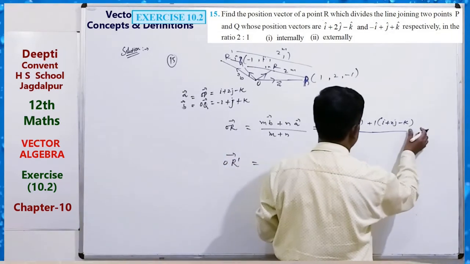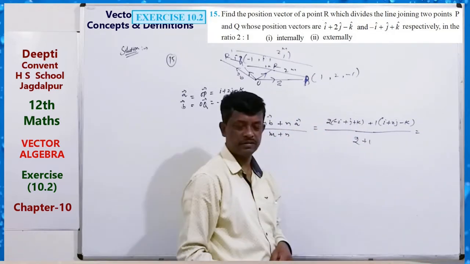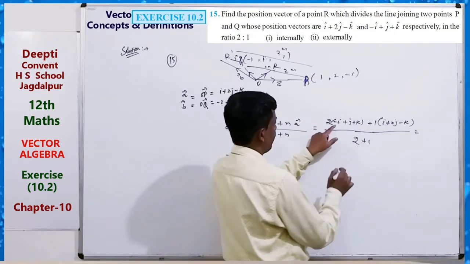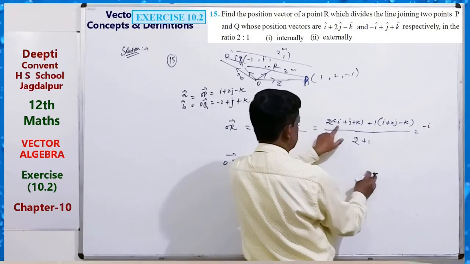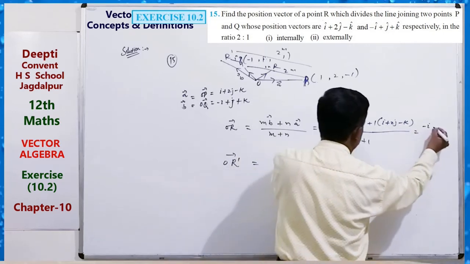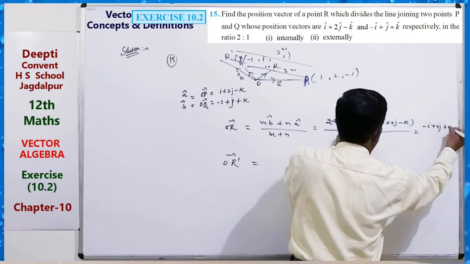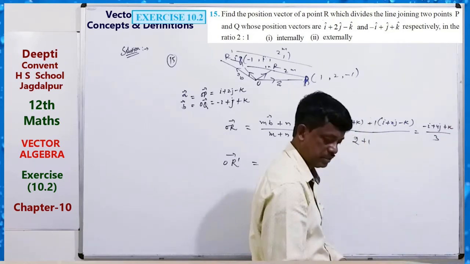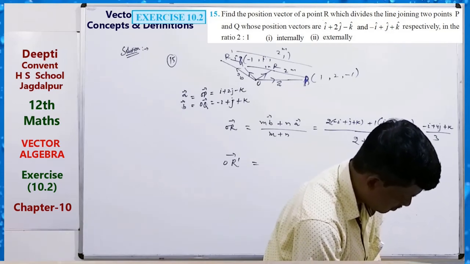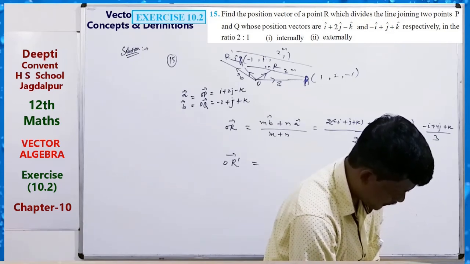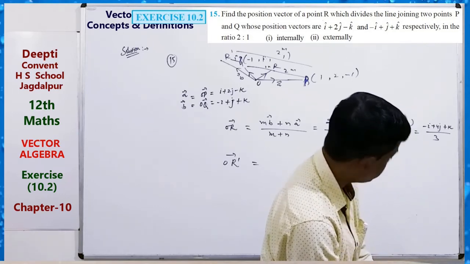This equals, here, 2 plus 1, just we can find the value. Minus 2i plus i is minus i, 2j plus 2j is 4j, 2k minus k plus k, upon 3. So this is the value internally. Internally the value is minus i by 3, 4j by 3, k by 3.